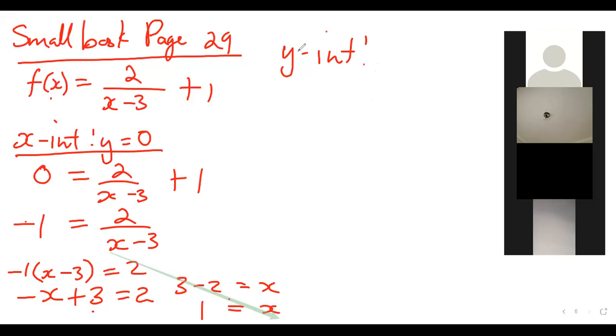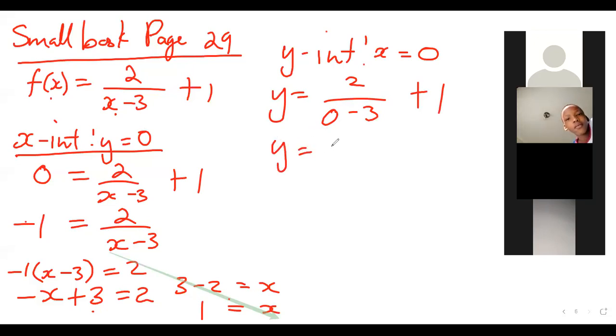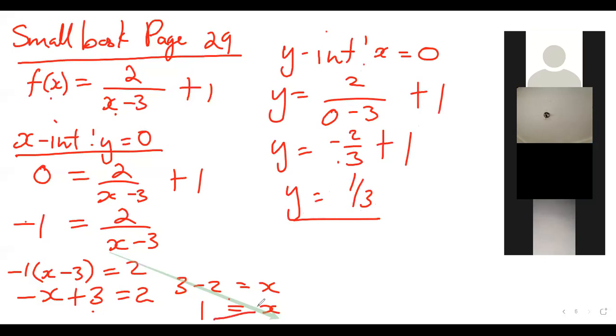Okay, so I'm trying to juggle everything and respond to people as well. All right, so y-intercept: x is equal to 0. So x becomes 0 there. y is equal to 2 over 0 minus 3, plus 1. So it will be y is equal to minus 2 over 3. Remember, if the minus is there or there, it doesn't matter, plus 1. So y is equal to a third. So y-intercept a third, x-intercept 1.